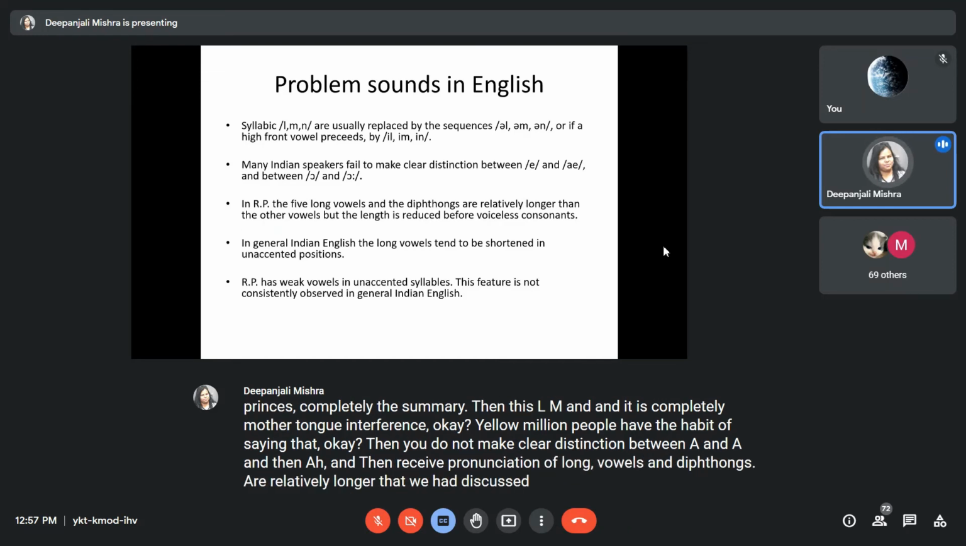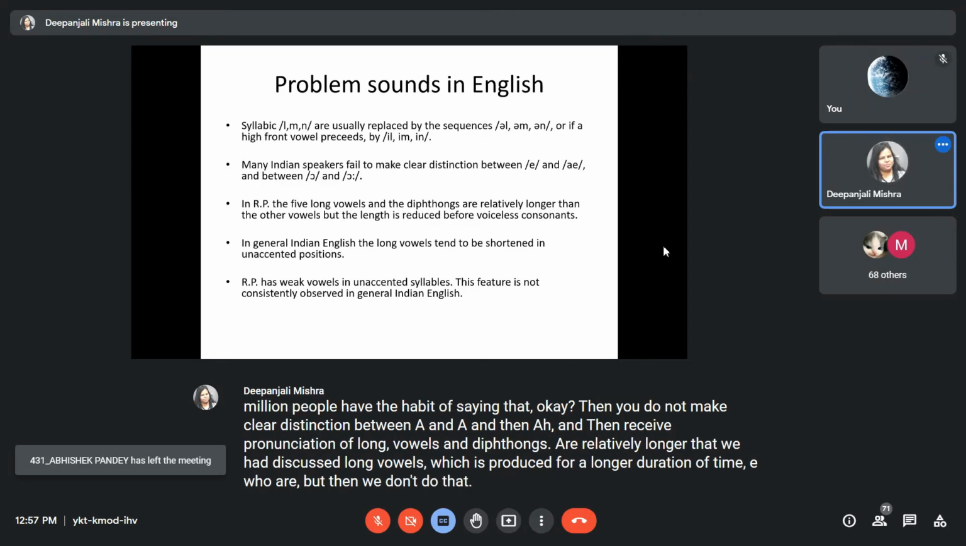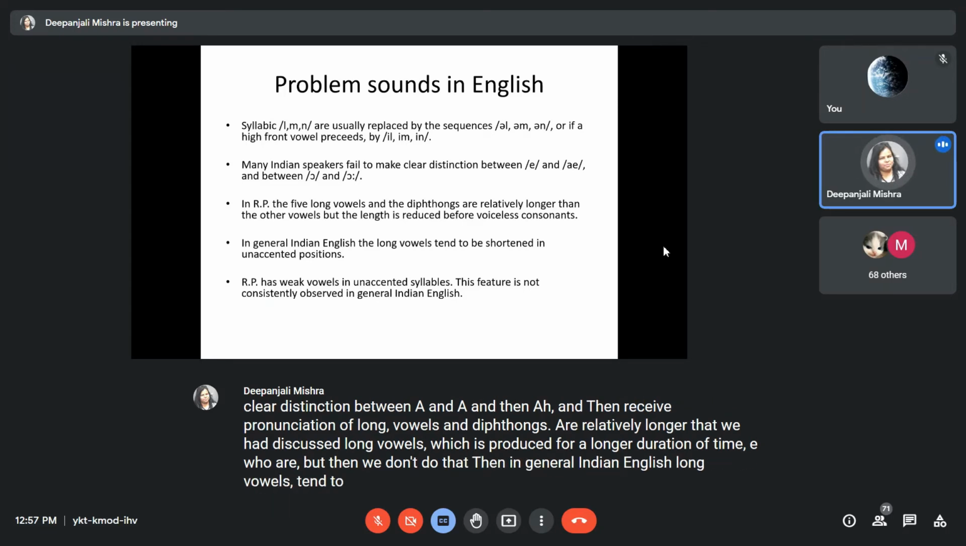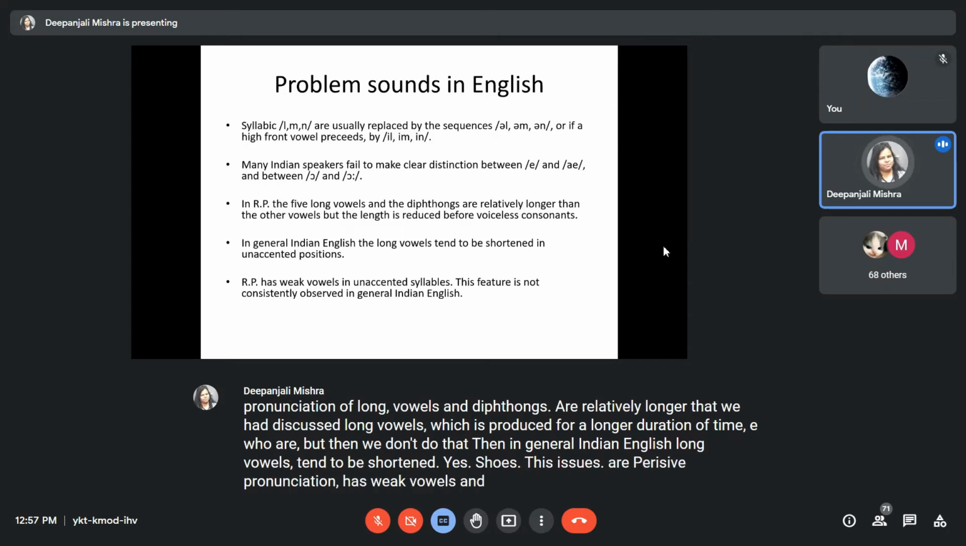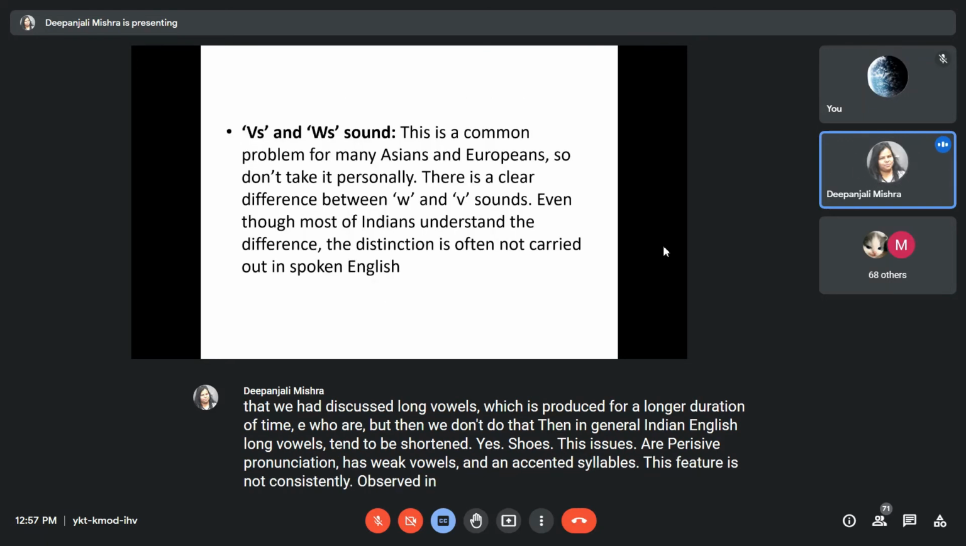Long vowels, which are produced for a longer duration of time, E, U, A, but then we don't do that. Then in general Indian English, long vowels tend to be shortened. Yes, shoes, we say shoes. RP, received pronunciation, has weak vowels in unaccented syllables. This feature is not consistently observed in Indian English. This VS and WS. Okay.